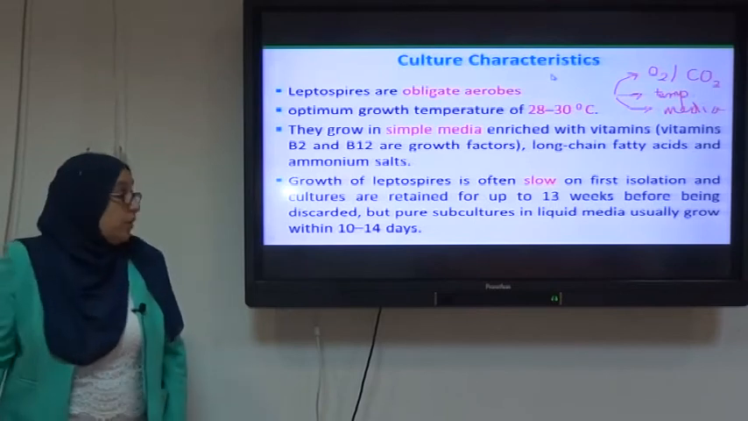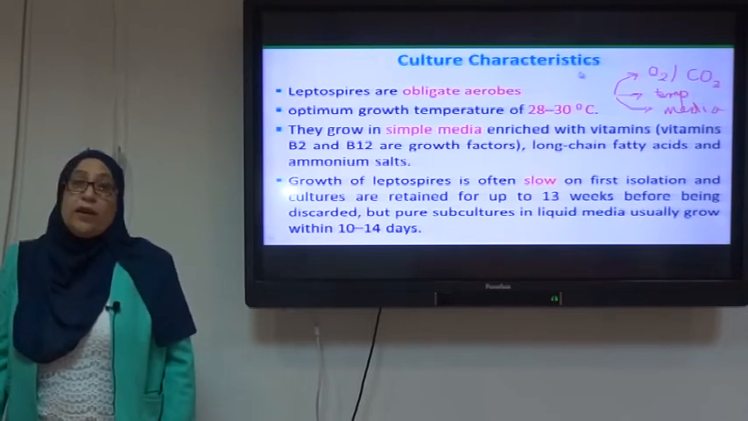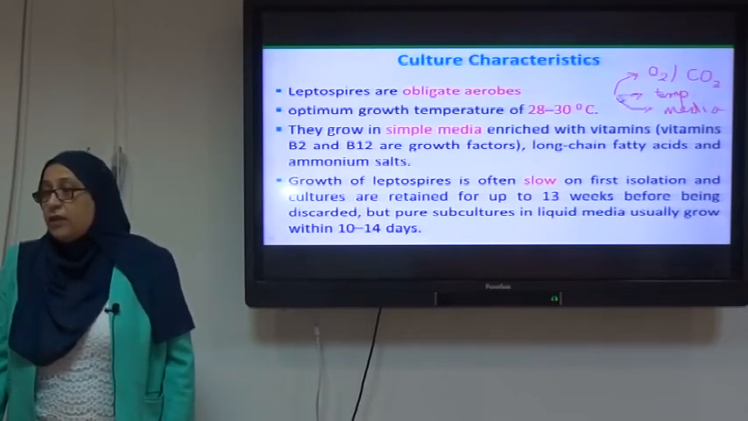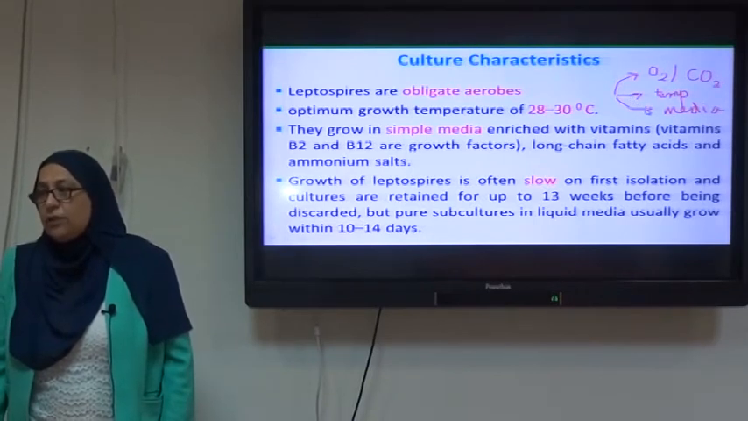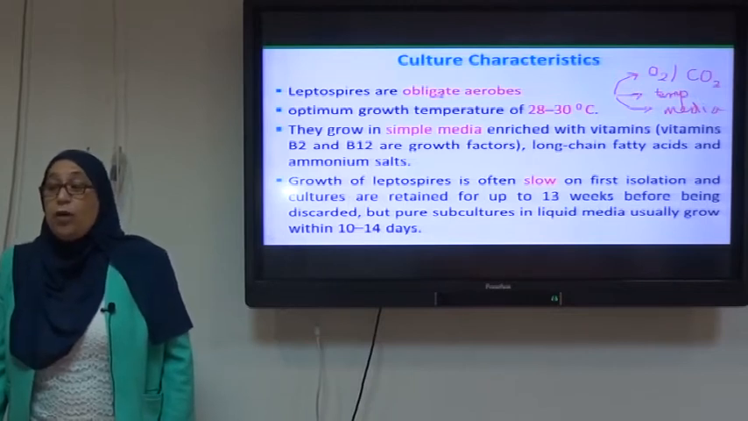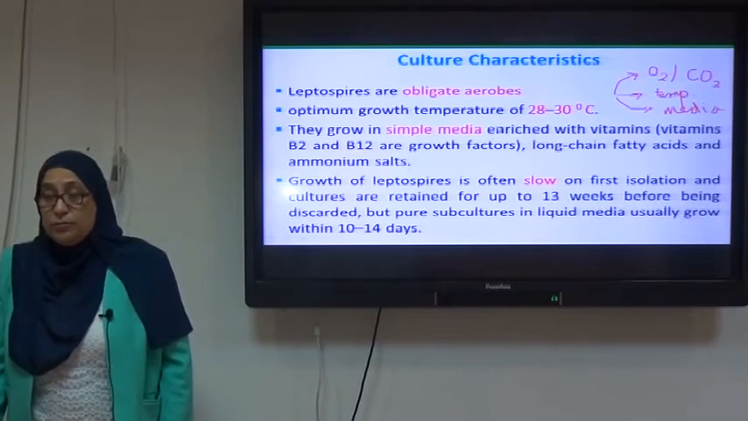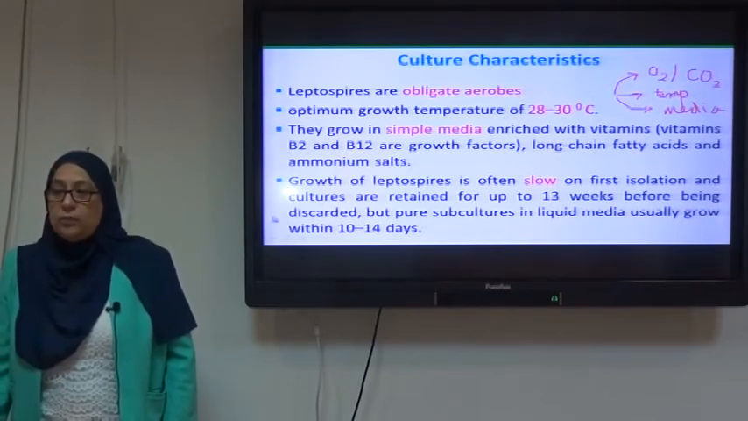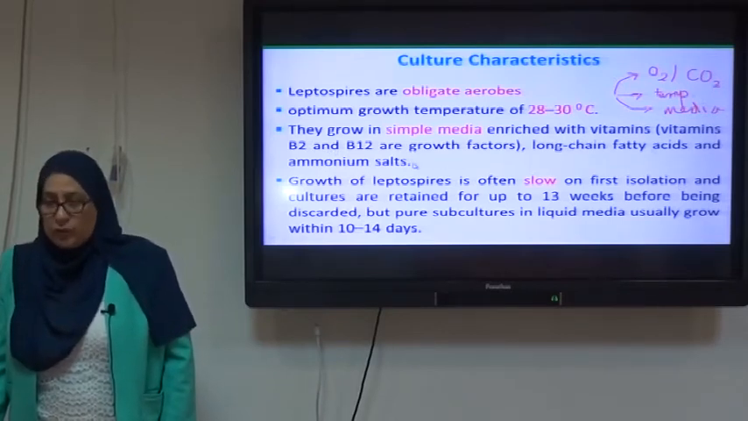Culture characteristics of this organism. When we talk about the culture characteristics of any bacteria, we classify these characteristics into oxygen and carbon dioxide requirement, optimum temperature, and the media on which this organism can grow. These organisms are obligate aerobes. The optimum temperature of growth is between 28 and 30 degrees. They can grow in simple culture media but enriched with vitamins like vitamin B2 and vitamin B12, long chain fatty acids, and ammonium salts.